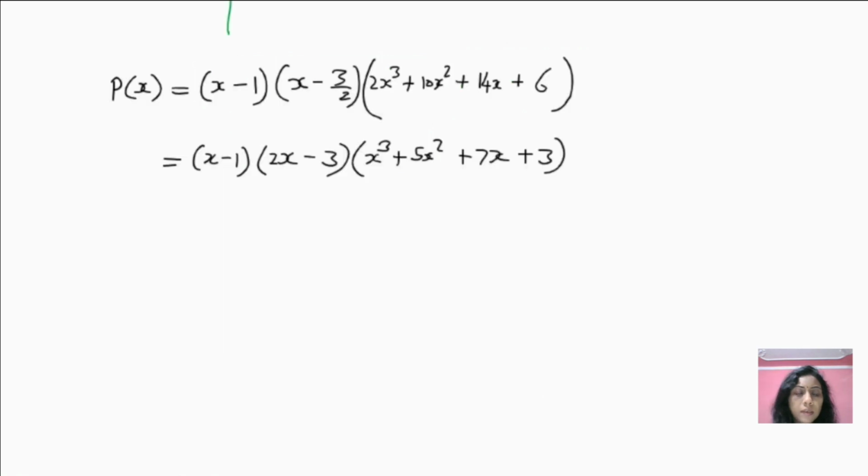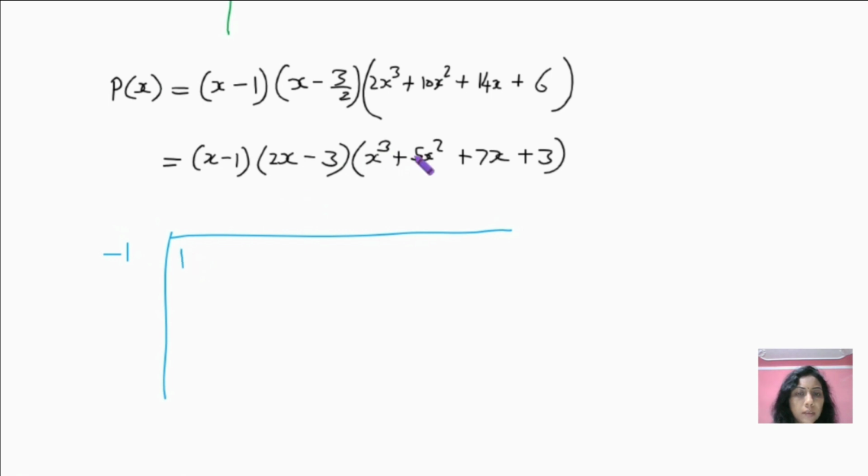Got it? So by Descartes' rule of signs, x cube plus 5x square plus 7x plus 3 has no positive 0. So its only possible zeros are minus 1 and minus 3. Okay. So we can divide this by minus 1.